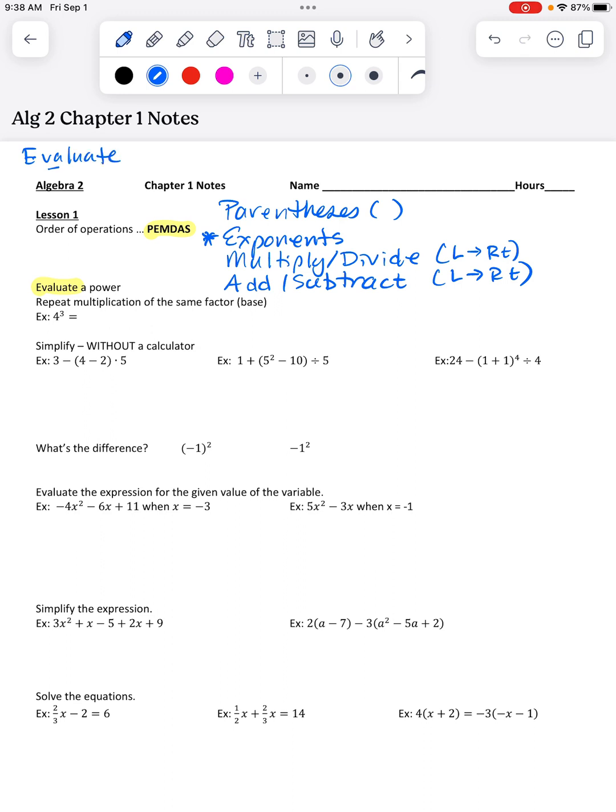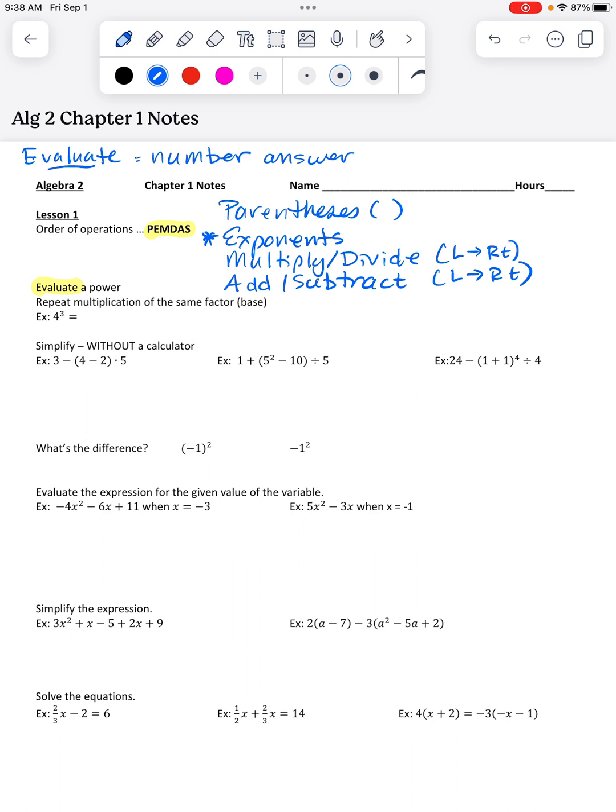So the root of evaluate is value, and you're going to be getting a value, a number answer. So keep in mind that this should generate a number answer. And that's true all throughout math. So pay attention to your verbs, because the verb is telling you what to do, and so then you should do that. So here it says to evaluate a power.